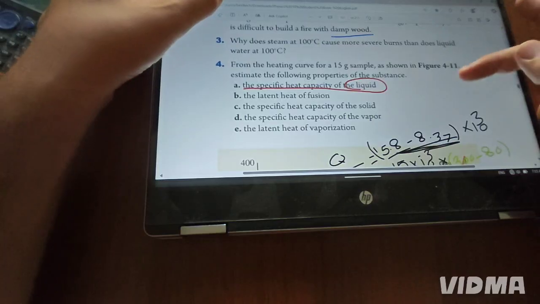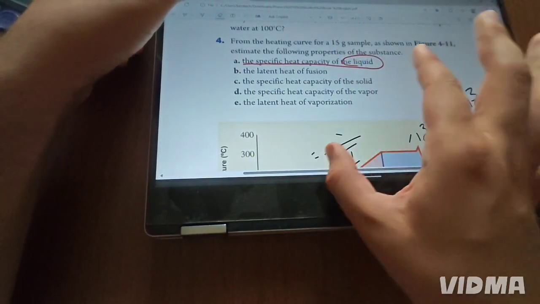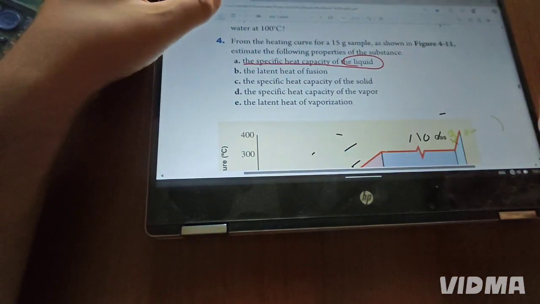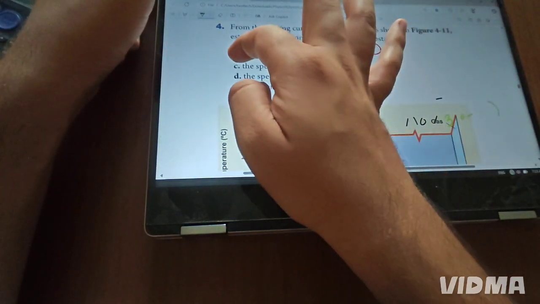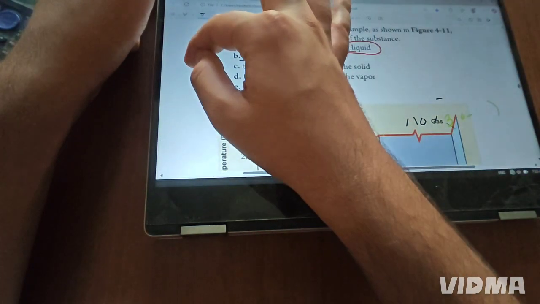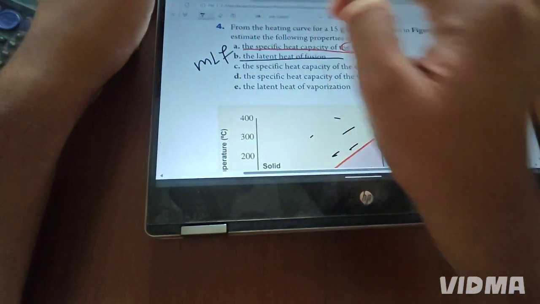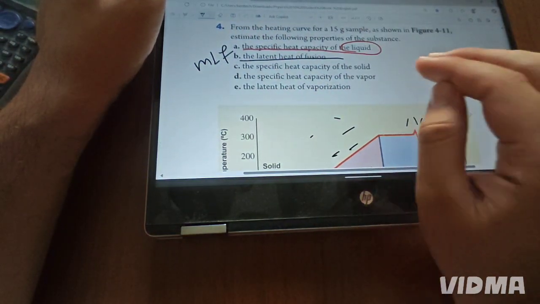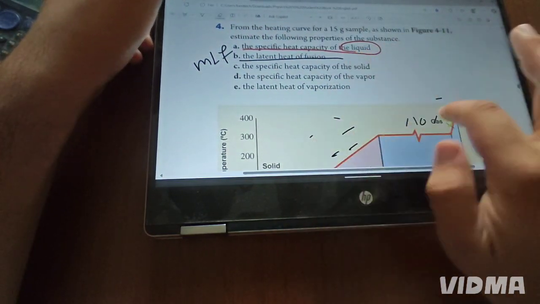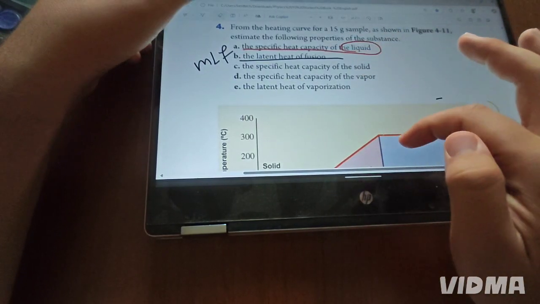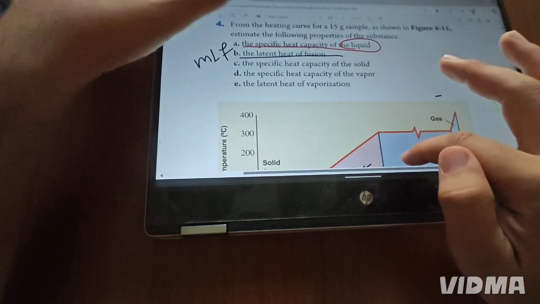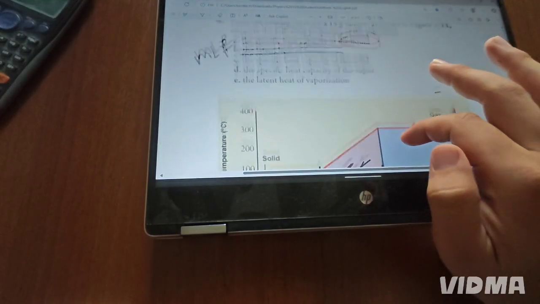Part B. Part B's question said, find the latent heat of fusion. Latent heat of fusion means m L_F, if you remember. What was the rule of latent heat of fusion? Only find the latent heat of fusion.